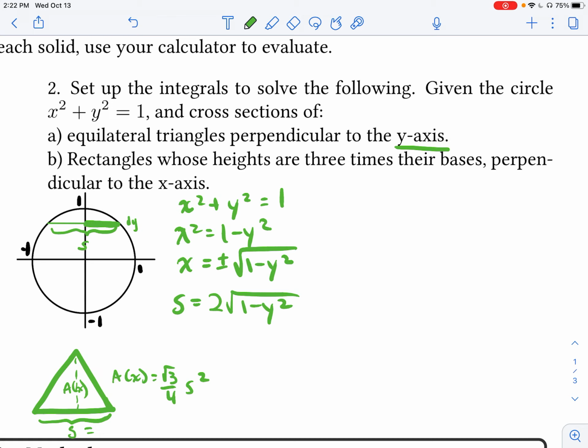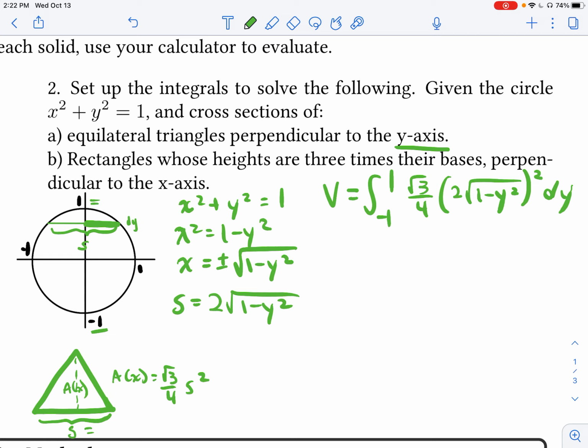So now I think I'm ready to set up my integral. Our volume is going to be integrated from -1 to 1. Again, we're moving from -1 up to +1, vertically up the y-axis. We're going to be integrating that way. Our area formula is √3/4 times our side length, which is 2 times √(1 minus y squared), all of this squared, as a function of y.